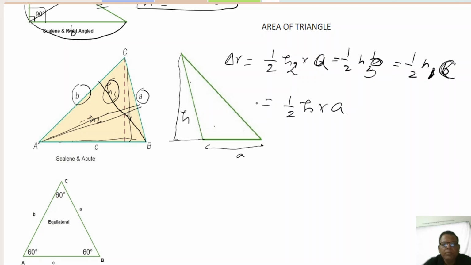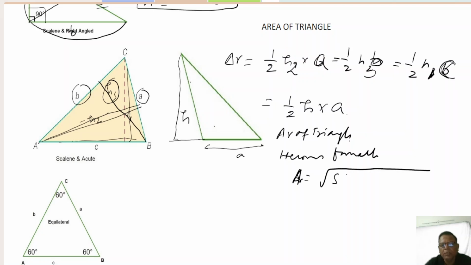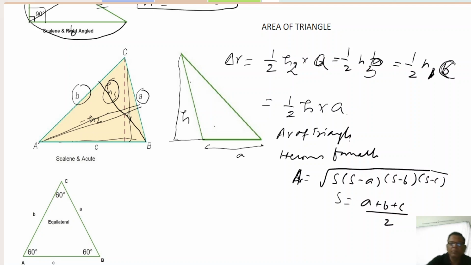So what is the other formula for the area of a triangle? That is Heron's formula. What does Heron's formula say? Area is equal to under root s(s minus a)(s minus b)(s minus c), where s is (a plus b plus c) divided by 2, and a, b, c are the sides of the triangle. So this is applicable for all triangles.